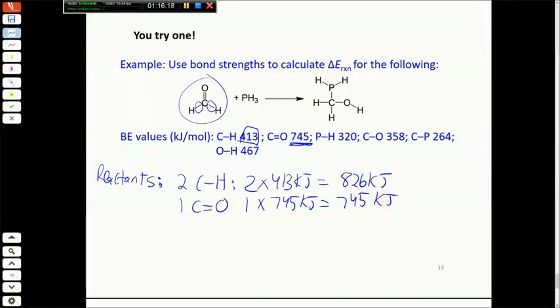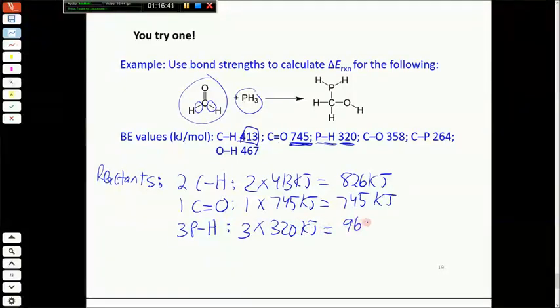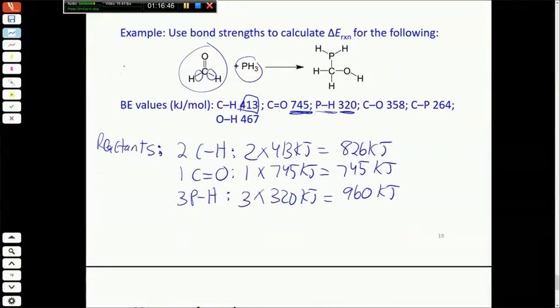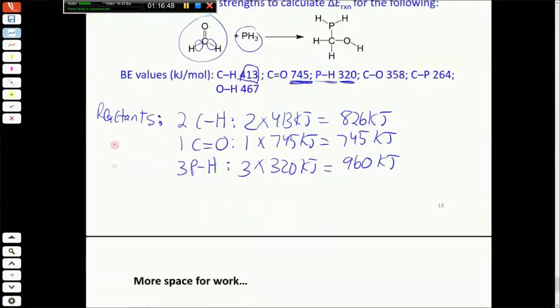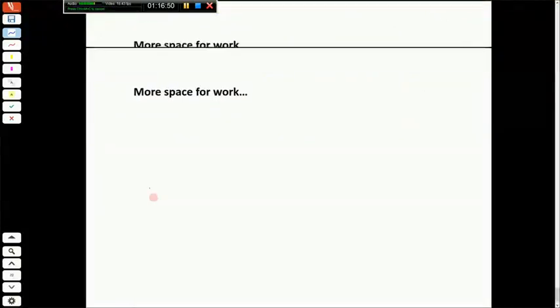And then finally, we have this PH3, which is going to have 3 P-H bonds. All right, and that's the only bond energy we're given that involves phosphorus and hydrogen, so that's one we use. So we have 3 of those. Each of those has a bond energy of 320. All right, so that's the bond energy for the reactants. And then if we go to the product side, which I'll do on the next page because we're going to run out of space here.